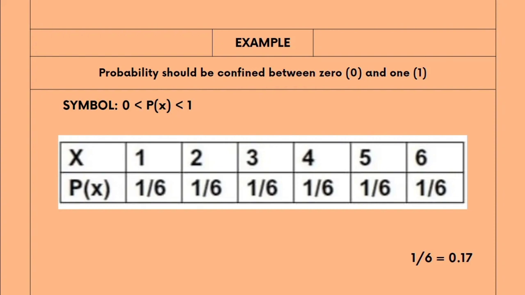The second property is probability should be confined between 0 and 1. In symbol, probability should be greater than or equal to 0 and less than or equal to 1. This only means that each probability should not be lower than 0 or greater than 1. 1/6 in decimal is 0.17, and it is not less than 0 and not greater than 1.